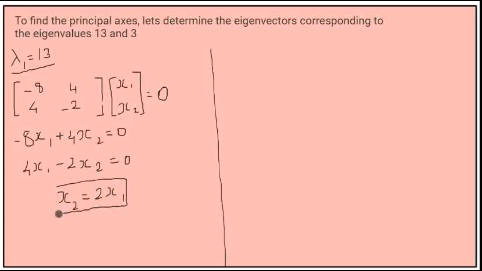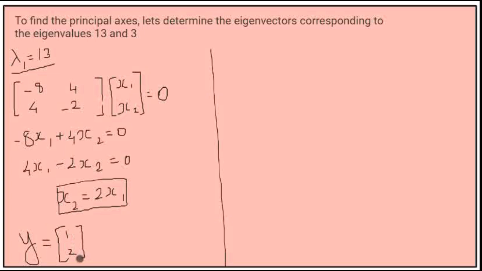That is 4x1 will be equal to 2x2. So that is x2 is equal to 2x1. Now we have to substitute a value for x1 to determine x2. So let's put x1 is equal to 1 and we will get x2 is equal to 2. So this is the first eigenvector.